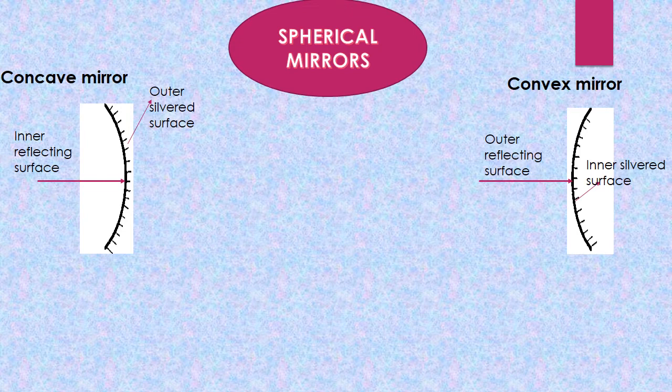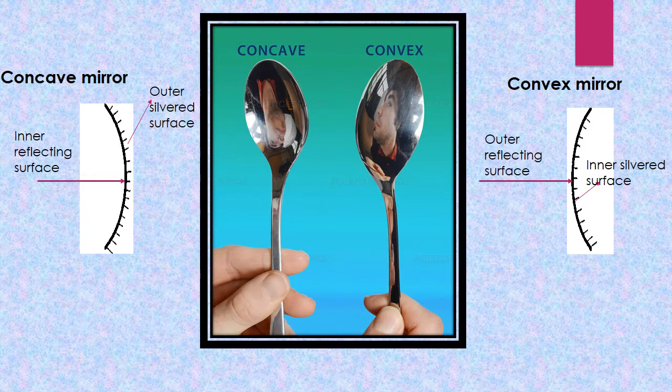Children, have you viewed your face on a large shining spoon? If not, please try. Take a large shining spoon and view your face on the curved surface of the spoon, that is, on the concave surface. When you bring your face very close to the curved surface, you see a magnified erect image. When you move the spoon away from your face, you get an inverted image of yours.